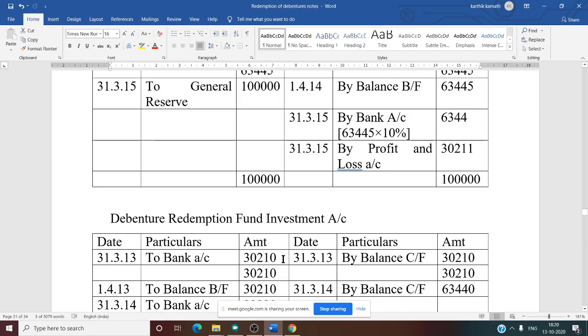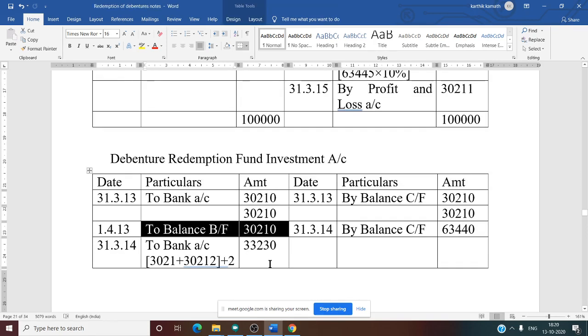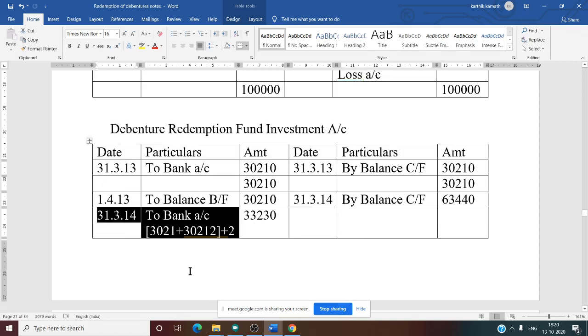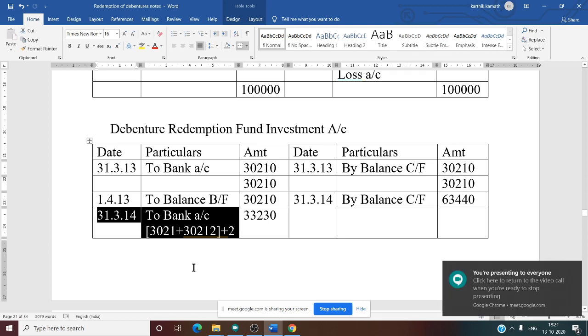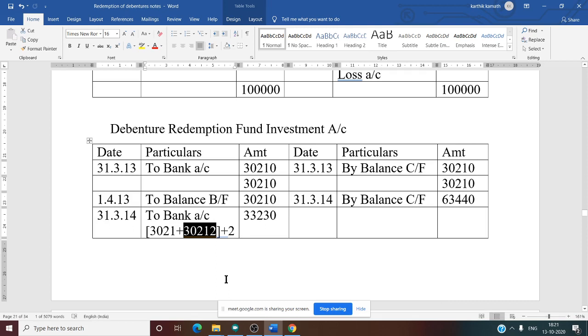Now do it for second year. Second year, to balance brought forward 30,210. Next, to bank account. Very important. Now, in to bank account there is adjustment. What adjustment we are having, that we need to see. See this. First thing we need to write is P&L appropriation amount. So that we have written, 30,212 is appropriation amount we have written.